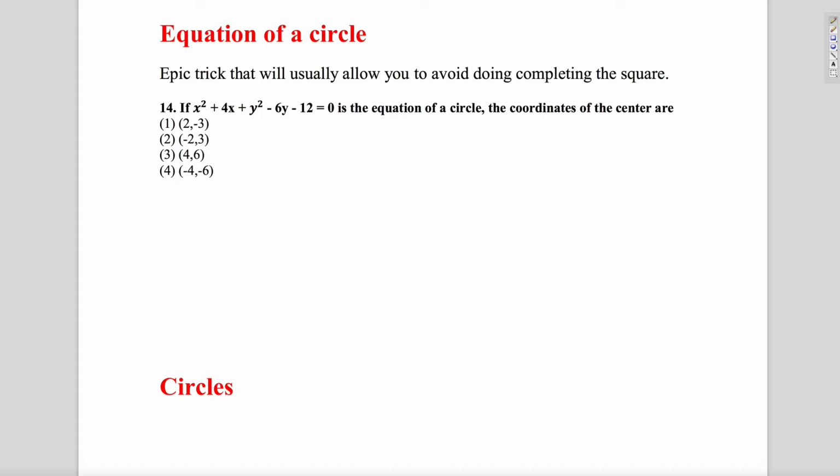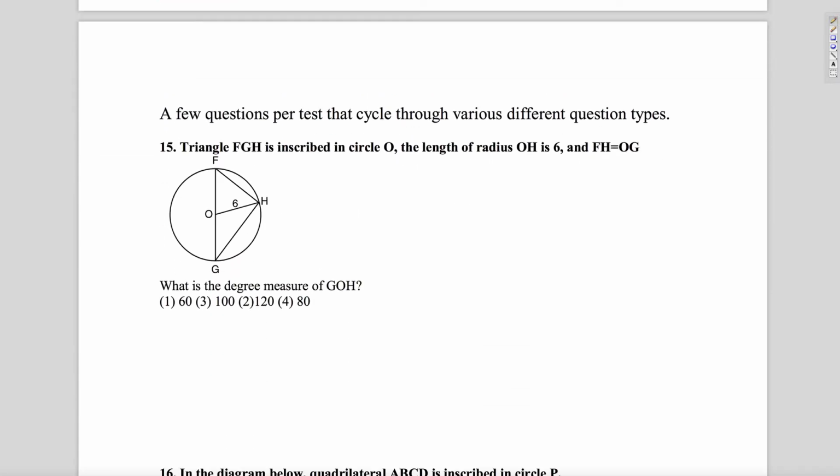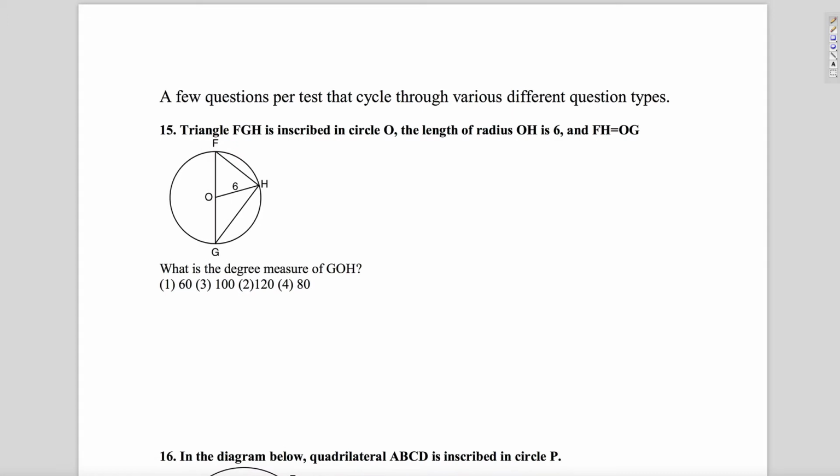Okay. Next one. This is a tough circle question right now. They tell you that this is 6. FH equals OG, and OG is also a radius. So if this is 6, then this is 6, and this is also a radius, this is 6. Okay. Then all of these angles are equal to 60 degrees. And they want to know angle GOH. So if this is 60, then that's 120, and it is solved.